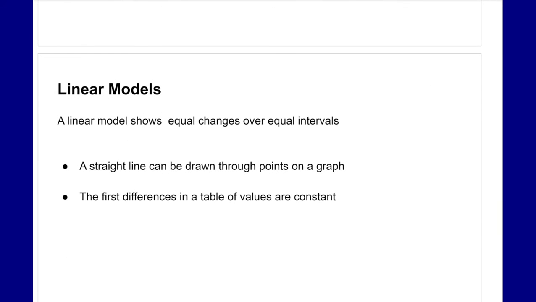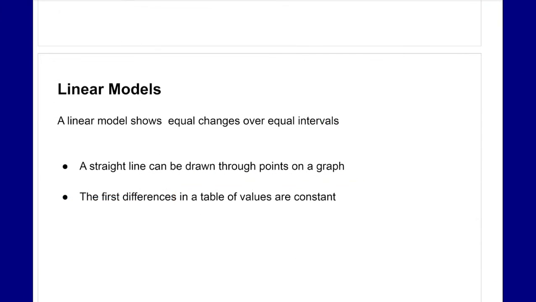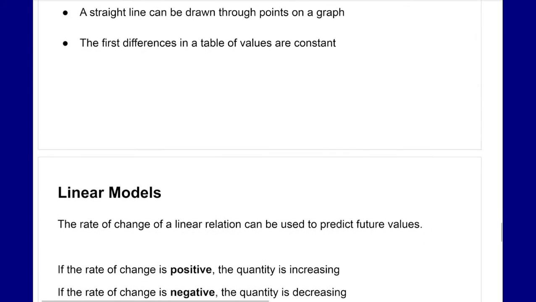So a linear model shows equal changes over equal intervals. A straight line can be drawn through the points on a graph. So because we can draw a straight line, similar to the one we just saw here, that means it's linear. There's equal changes over equal intervals. That's that rate of change. For every 1 hour, it's always going to decrease by 3.2 gallons. That's going to be consistent over every hour. And the first differences in a table of values are constant. We'll talk a bit more about that in a second.